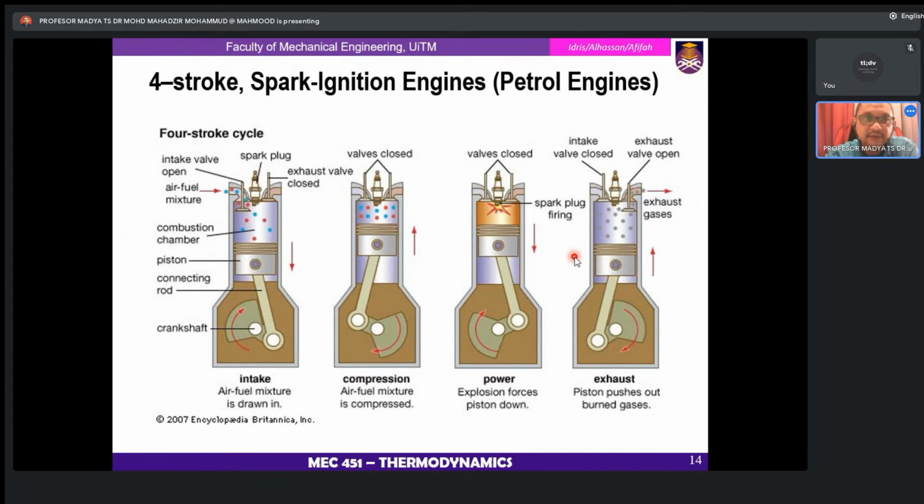So, the four-stroke cycle. You see here it has a spark plug. This cylinder also has the intake valve and exhaust valve. So this is the intake stroke. This is the compression stroke, stroke number two. Process number three is the power stroke, and process number four is the exhaust stroke. And the spark plug fires at stroke number three.